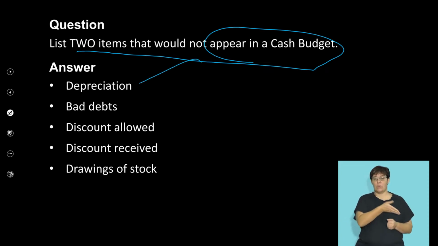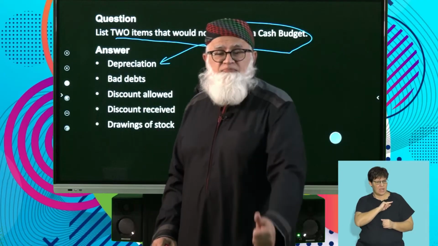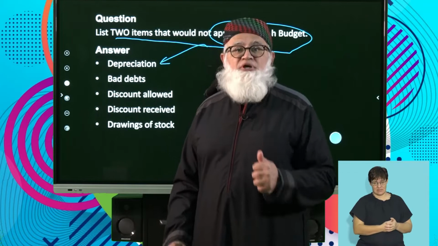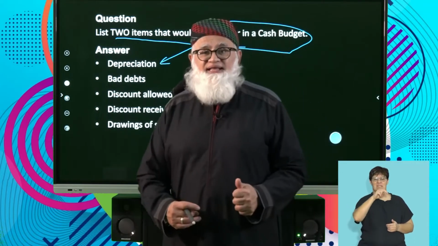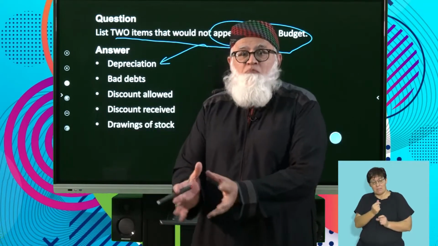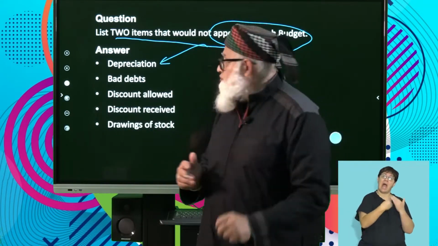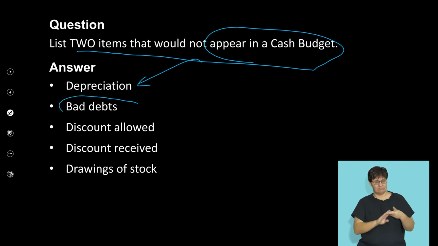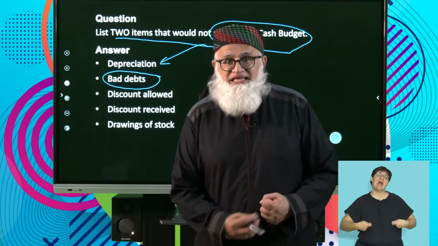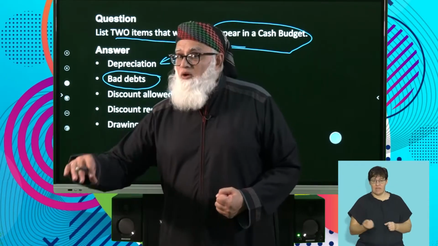What are they? 1, your depreciation. Obviously, why not? Because depreciation is a non-cash expense. It's an imputed expense. What do we mean by that? It's an expense that does not affect the flow of funds. No money is leaving the business. Number 2, bad debts. Certainly, a debt that you write off as irrecoverable, there's no expense in terms of money leaving. It doesn't affect the bank account.